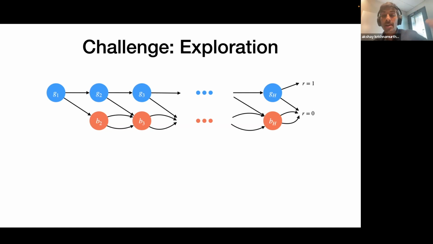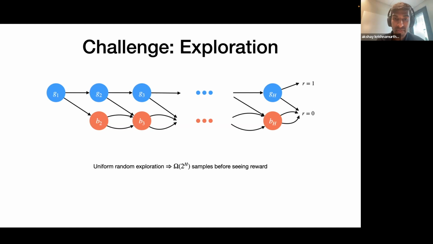But if you look at most of the trajectories, if you take actions randomly, only with exponentially small probability will you actually see any reward. And so this kind of construction can be used to show that uniform random exploration will result in at least 2 to the h samples required to see any reward, and consequently 2 to the h samples required to learn the optimal policy. So this sort of shows a failure for uniform random exploration, and we will actually have to do something quite a bit smarter.